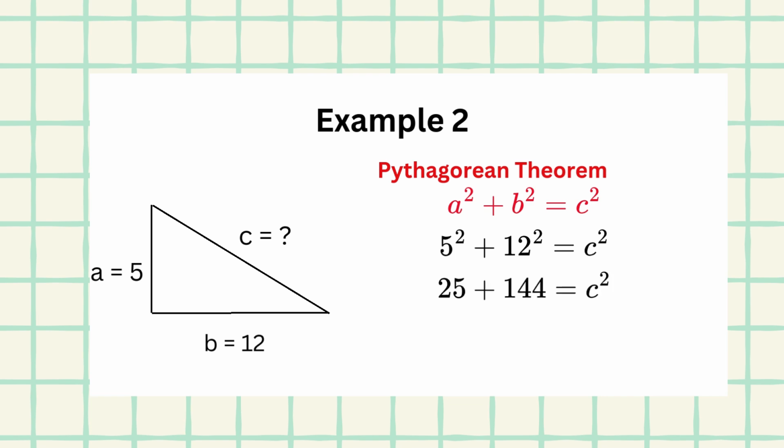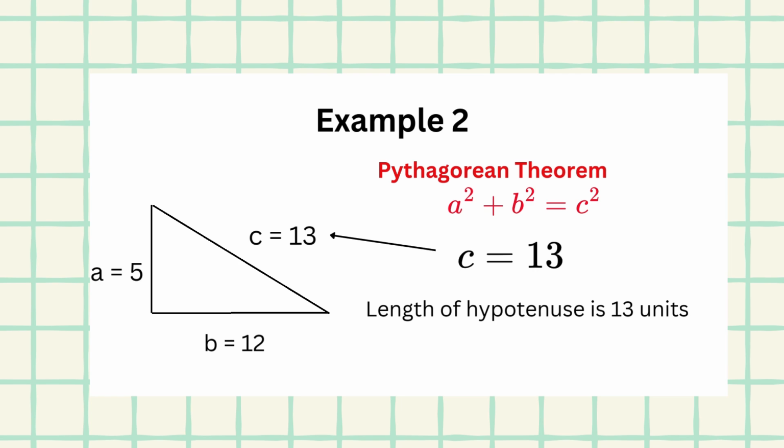5 squared is 25 and 12 squared is 144. Adding together, we have 169. C squared equals 169. Taking the square root of both sides, we have the number 13. So in this case, the hypotenuse is 13 units long.